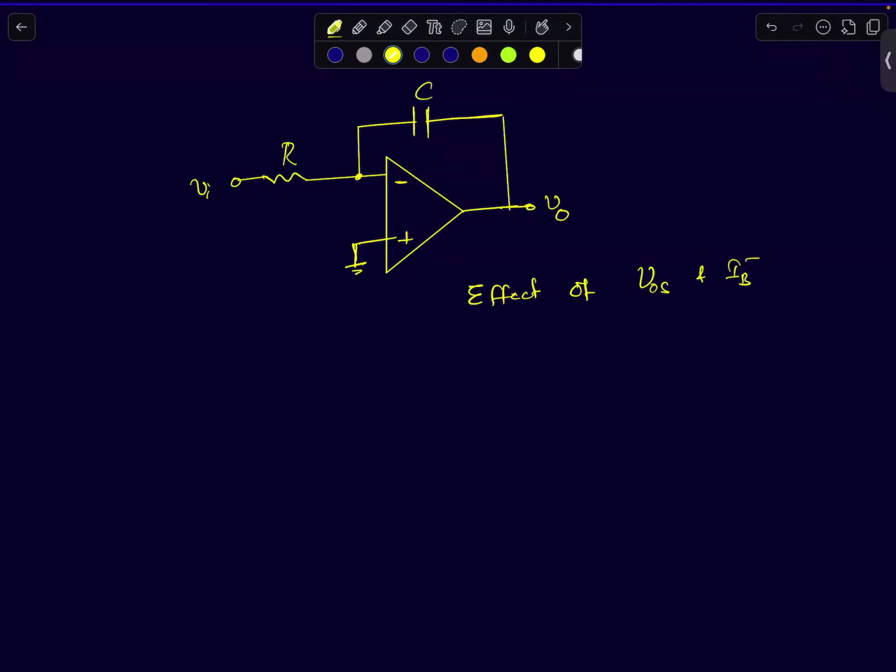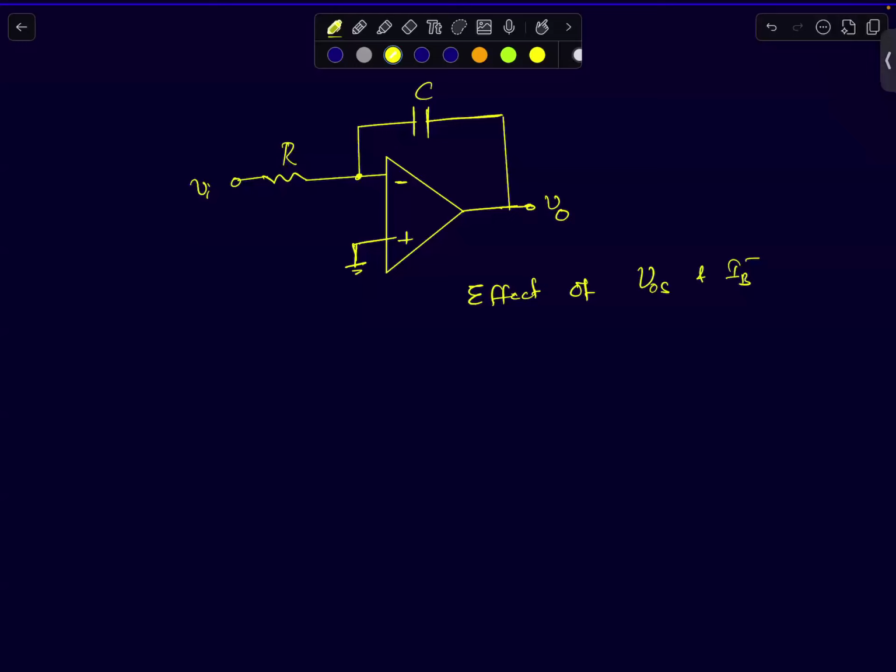Now, in this lecture, we will study the impact of op-amp non-idealities like offset, the bias currents, and even noise on frequency-dependent circuits. And two of the most commonly used frequency-dependent circuits are integrators and differentiators. Okay, these are two extremes. So generally, we use low-pass filters and high-pass filters.